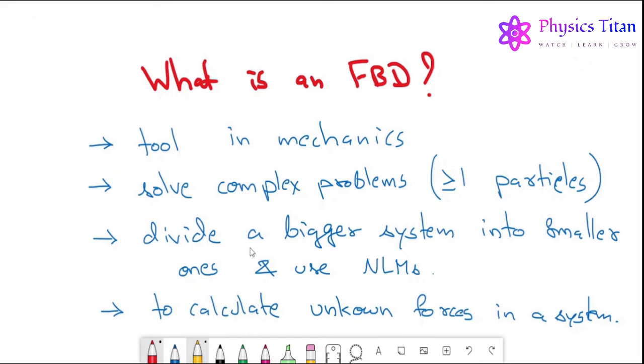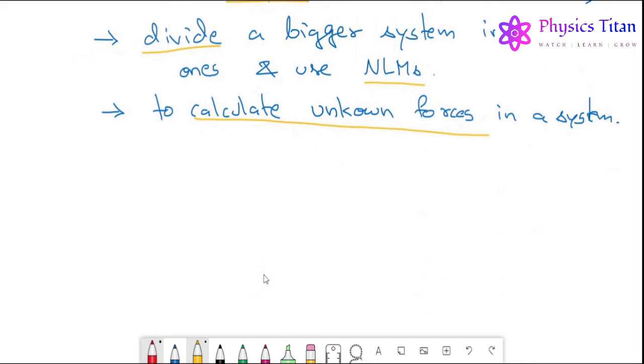Okay, so let us revise quickly. What is a free body diagram? It is a tool in mechanics which is used to solve complex problems. What are complex problems? Which involves more than one particles. And how do we do that? We divide a bigger system into a smaller system and use Newton's laws of motion on each of these systems. And what is the application of this FBD? It is used to calculate unknown forces in a system. Okay, now let us learn how to draw an FBD using some illustration. So the next subtopic is how to draw a free body diagram.